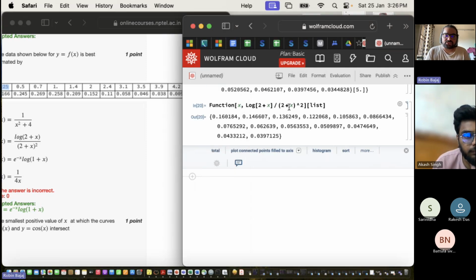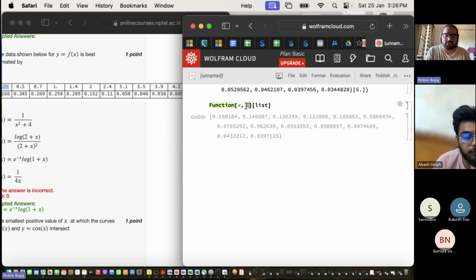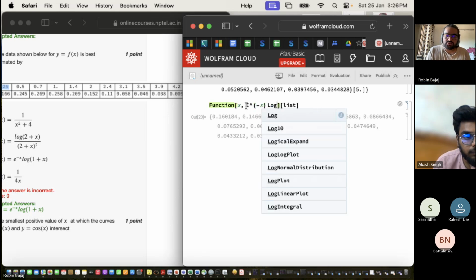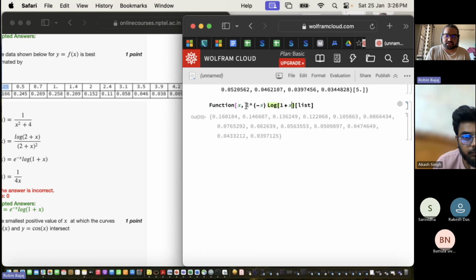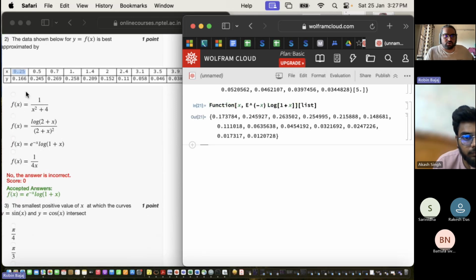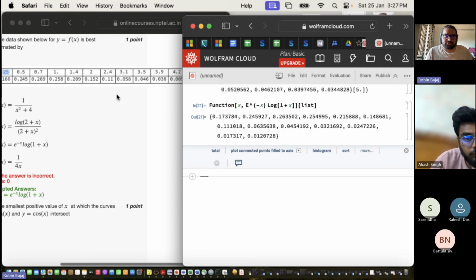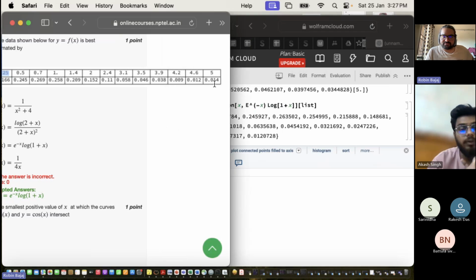Okay, let me change it to this one, e to the power minus x, minus x, log of 1 plus x. 173, okay, 245, 263, 254, which is 258, 215, 20905. So this looks very much close, right?